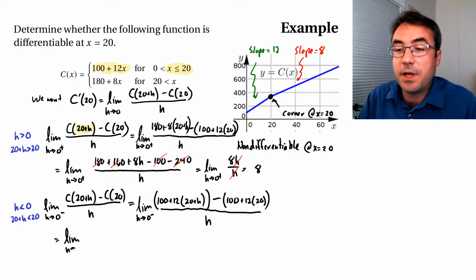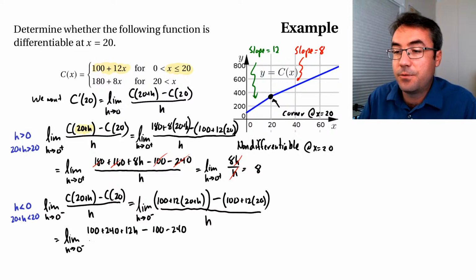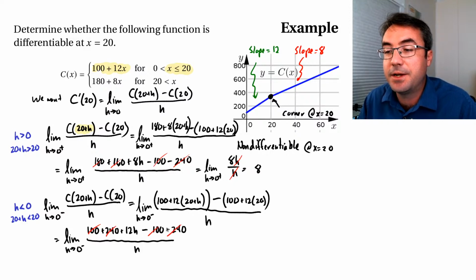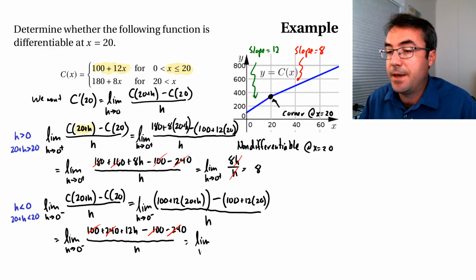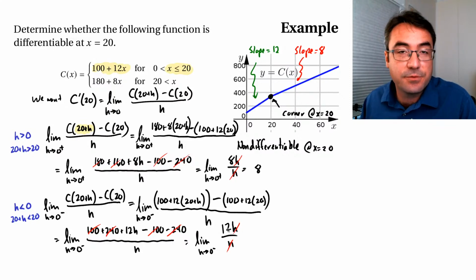And then let's just multiply things out. So we get 100 plus 240 plus 12h minus 100 minus 240 all over h. And then do all the arithmetic, and the 100 and the negative 100 cancel, 240 and minus 240 cancel. So we're left with just the limit as h approaches 0 from the left of 12h over h. And then again, the h's cancel, and we're left with just the limit of 12, and the limit of 12 is just 12.